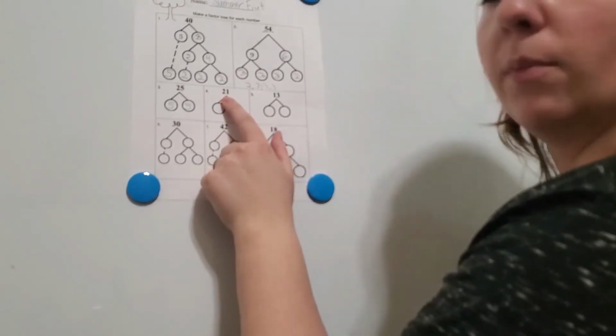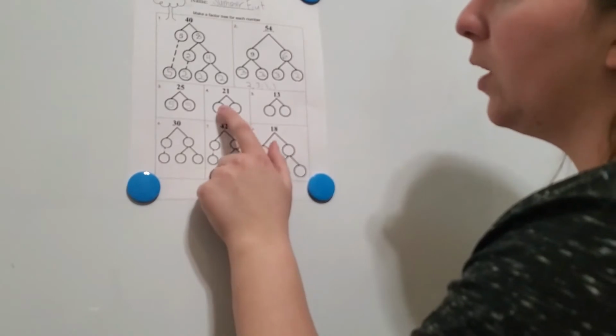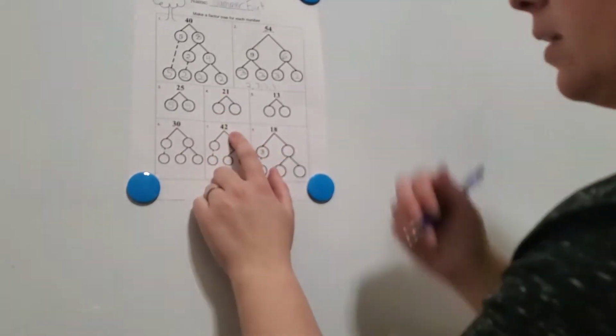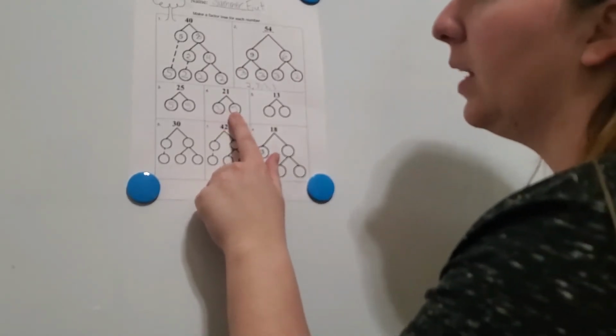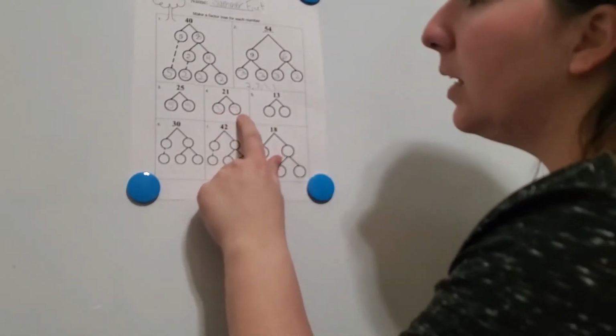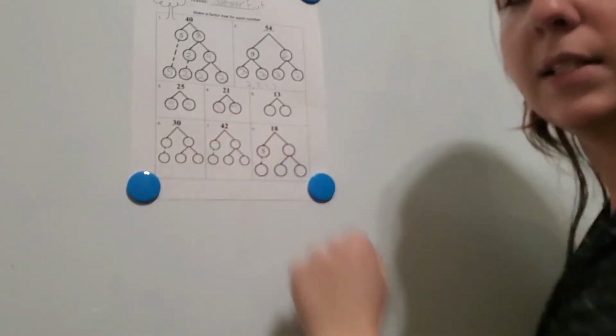All right, on to the number 21. The number 21, we know that 3 times 7 is 21. So we have those numbers right there. 3 is a prime number and 7 is a prime number. So we leave those be and the answer is 3 and 7.